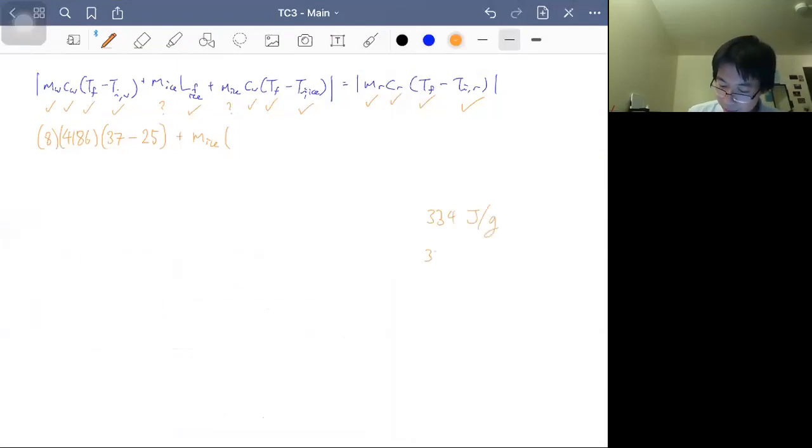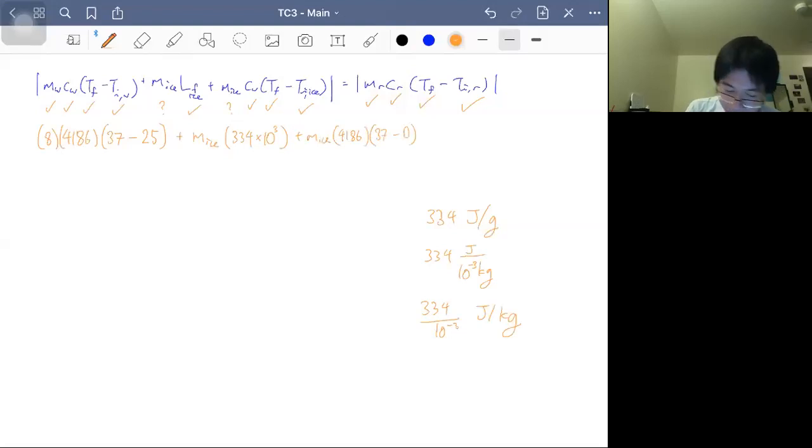So 1 gram is 10 to the minus 3 kilograms. Okay, so it's 334 divided by 10 to the minus 3 joules per kilogram. So 334, it's underneath, so it's 10 to the power 3. Okay. And then mass of ice, C of water, 4186. Final temperature, 37. Initial temperature of the ice, 0.